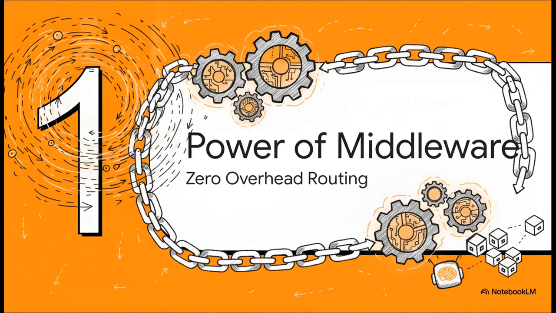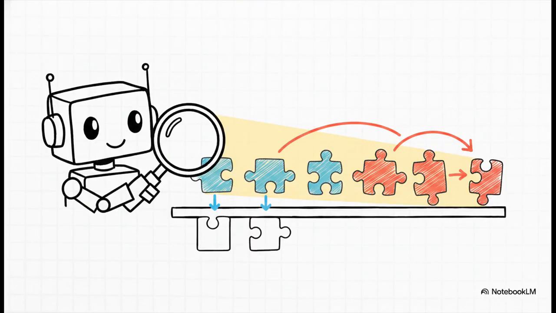Section 1. The power of middleware. Getting started is actually incredibly straightforward. You literally just pass instances of your middleware directly into the agent construction using the middleware's list argument. Super easy. But the real power isn't just how easy it is to attach, it's how intelligently AgentScope handles them once they're in there. And this brings us to a massive win for performance: zero overhead routing.